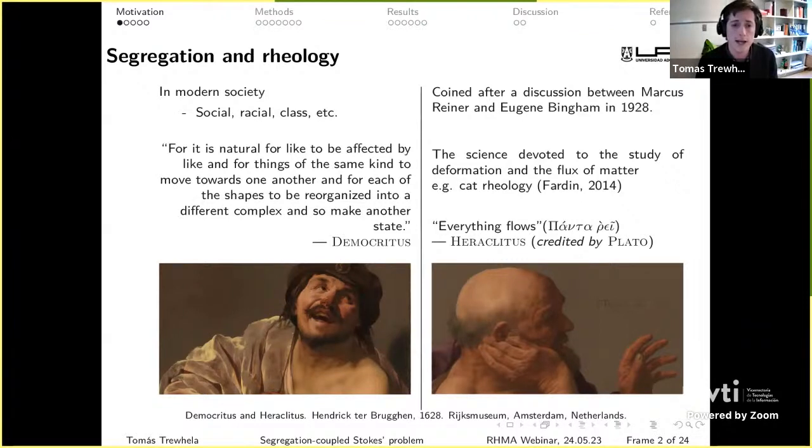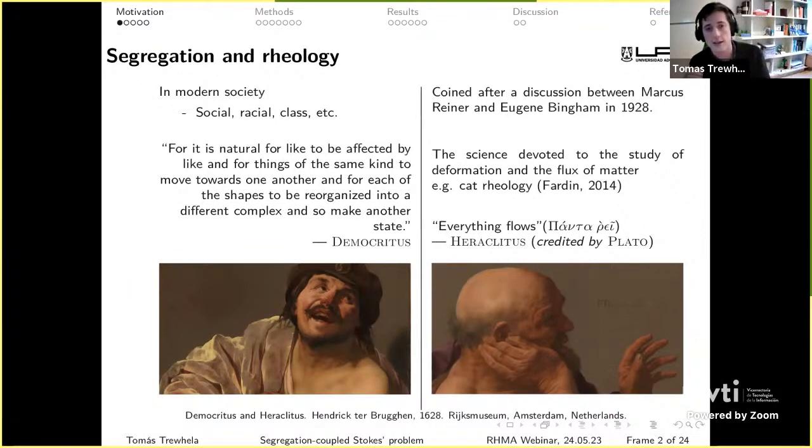So, in this sense, I like these two paintings. One is of Democritus, which talks about segregation, but from the atomist kind of perspective. So thinking about matter and how matter is composed, he said that matter is composed of segregated particles that arrange themselves among the same kind.